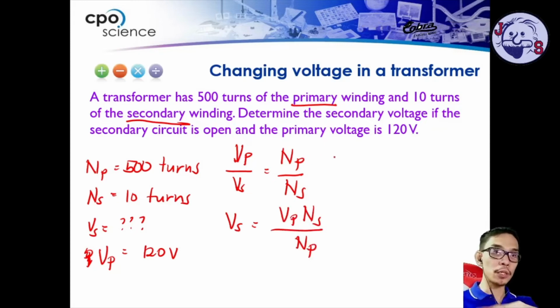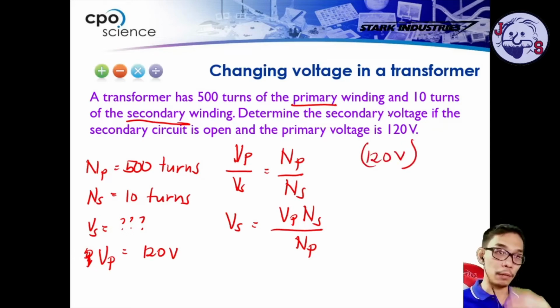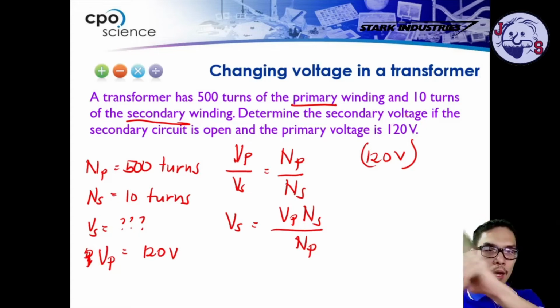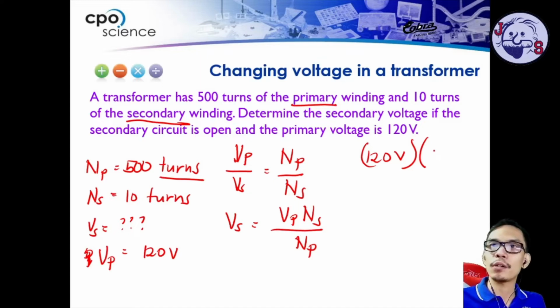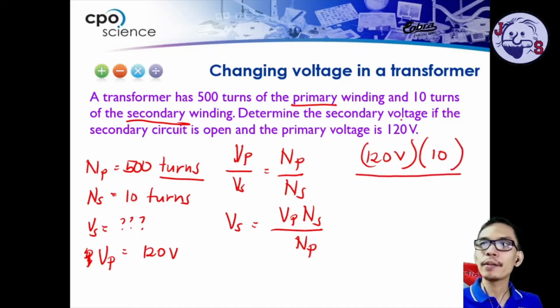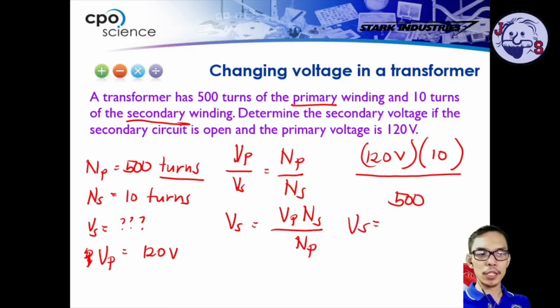Alright, so let's substitute all the given values that we have right here. The primary is 120 volts. I will include the unit. Since the turns are not a unit, you can have it dimensionless or unitless. The secondary is 10 turns over 500 turns. So what will be the secondary voltage?